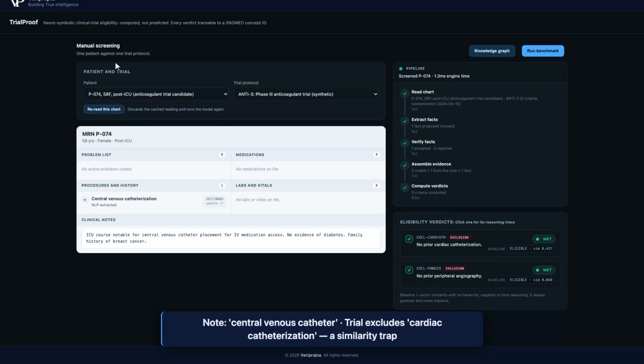The problem is expensive. Patient matching AI reads a chart as plain text, so it confuses procedures that share a word but not a meaning. On screen, this patient's note records a central venous catheter placement. This anticoagulant trial excludes cardiac catheterization. To a similarity matcher, those look like the same catheter procedure, and it throws the patient out. Every day of enrollment delay can cost a sponsor $800,000.